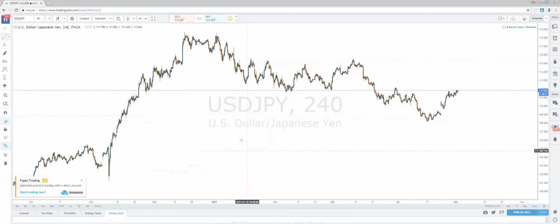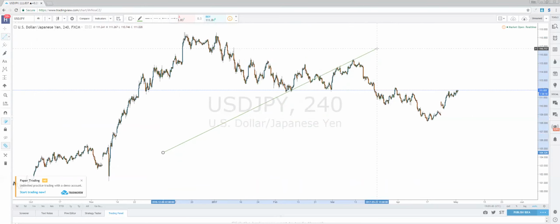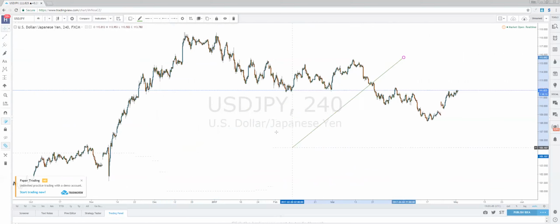What happens is you click once on the chart, and then you can drag your mouse around however you want it, then press it again, and boom, it's going to make you this trend line. And you can actually grab one end and move the trend line however you want.